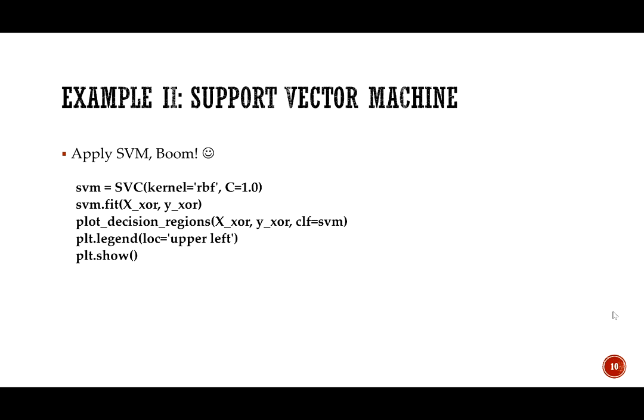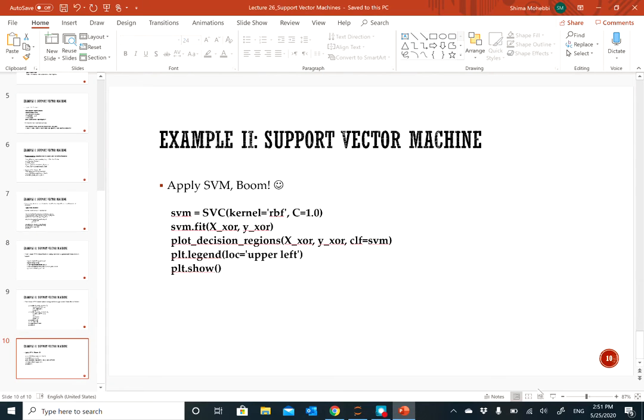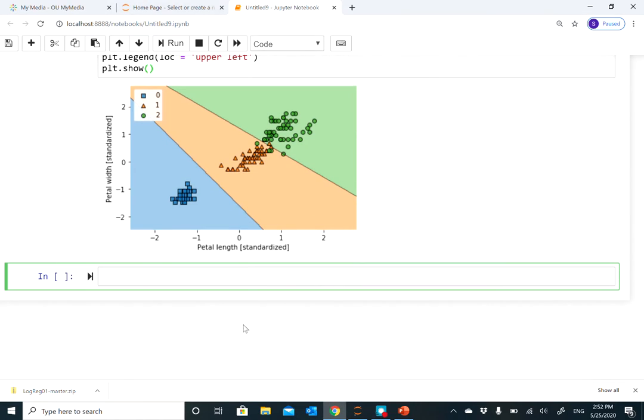Now let's implement it in Python and you can see the result. So first we need to generate the data. X_xor. We are using the random function randn to generate a 200 by 2 matrix.